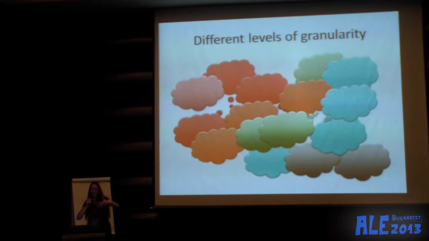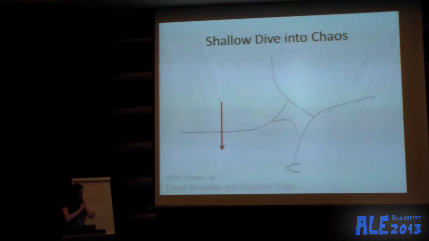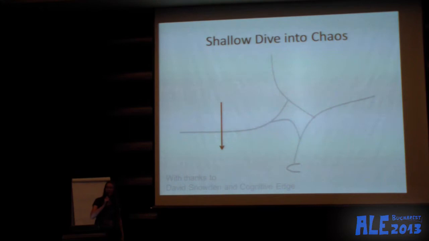Okay, so I wanted to talk very quickly about experiment design and how to actually make this stuff happen and make these things forgiving, because it's not always that easy. One of the things that Cognitive Edge likes to do is take a small, shallow dive into chaos. So it turns out that conflict is actually really quite cool.